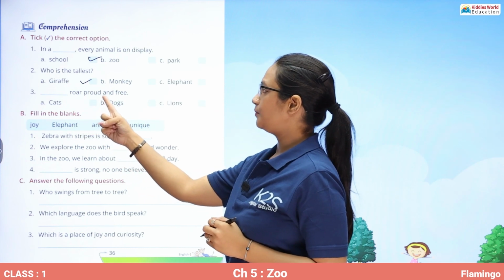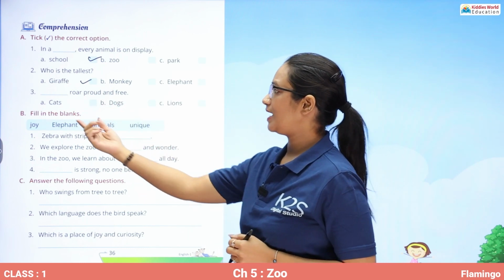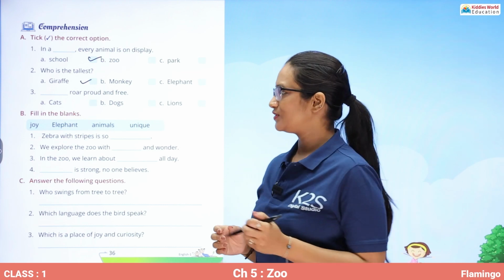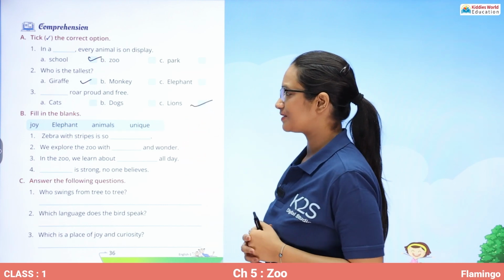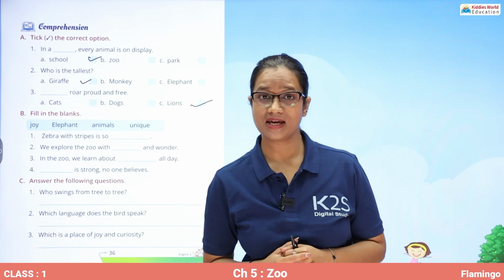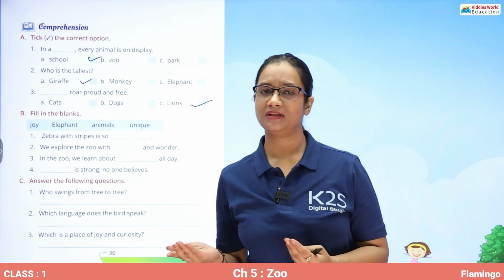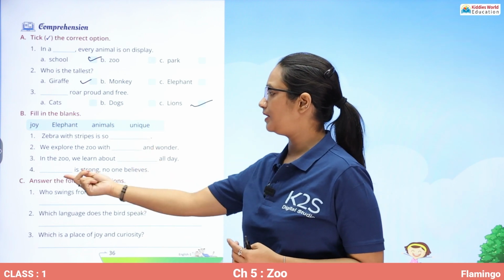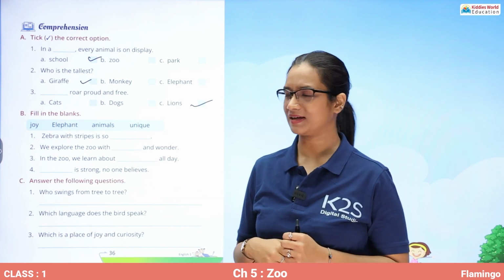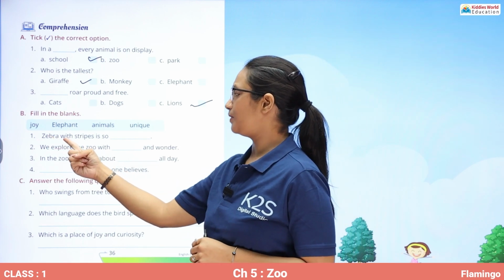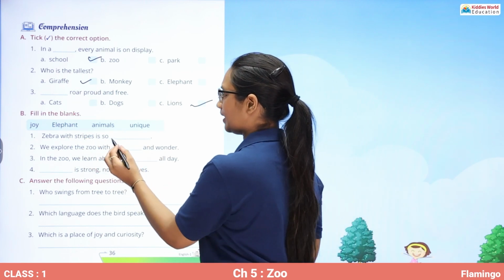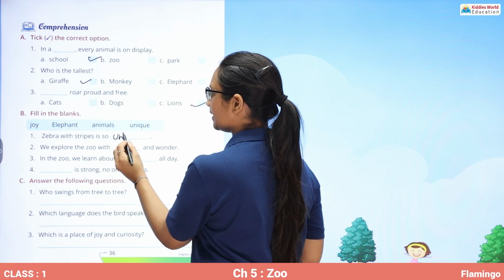Dash, roar, proud and free. So, cats, dogs, or lions. Which animal roars? So, it is the lions. And now we are supposed to fill in the blanks. Now, as I have already told you that there are a few blanks which are empty, and we have to place the right word in the right blank. So, zebra with stripes is so dash, is so unique. So, we will write the word unique here.